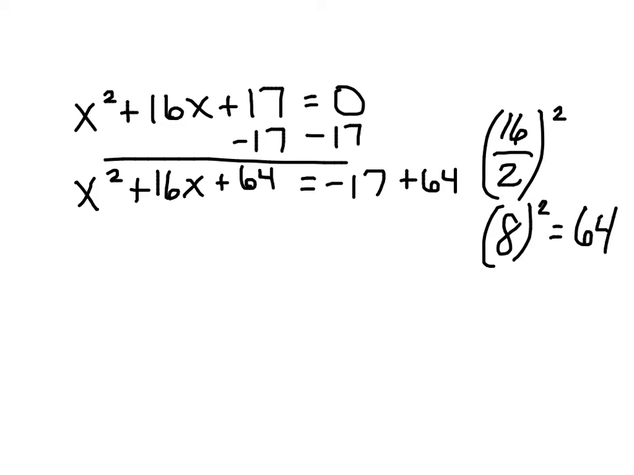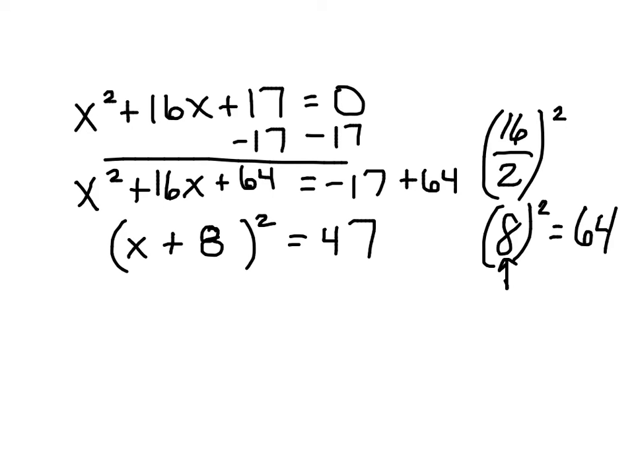Step 4, factor. What times what gives me x squared? What times what gives me 64 but adds to be 16? 8. Remember, that number I'm writing is the same number as this number in the squared part. They're always going to be the same. Then what's 64 minus 17 on the other side? 47. Thank you, Kyler.